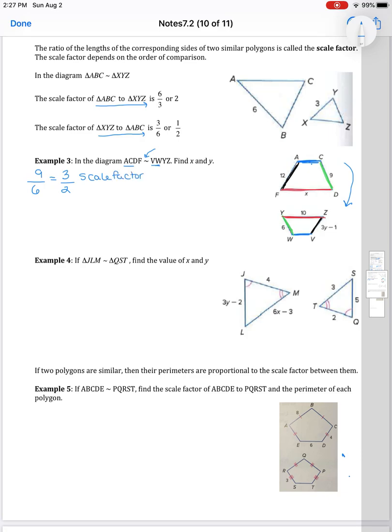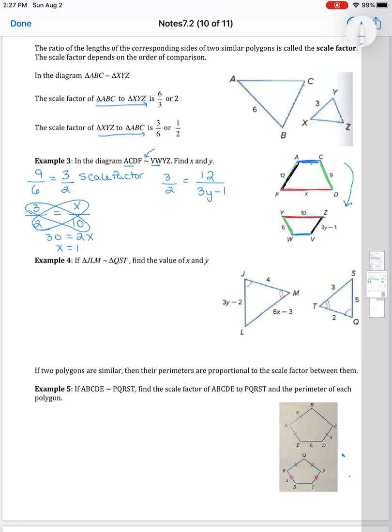That 3 over 2, that is my scale factor that I am going to use to solve my x and my y. So the scale factor is important because that is going to be half of each of your proportions that you're going to use to solve for the missing variables. So if I'm going to solve for x, 3 over 2, now keep in mind I have to start with this top one over the bottom one, would be x over 10. And if I'm solving for y, then 3 over 2 would equal, now I'm doing the black lines, 12 over 3y minus 1. And I have my two proportions.